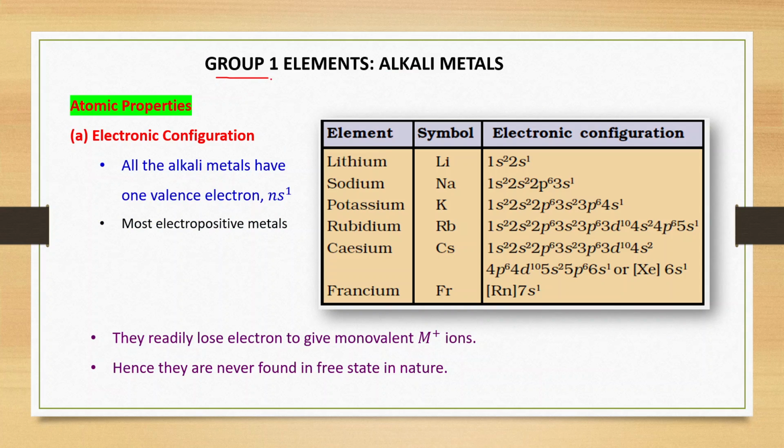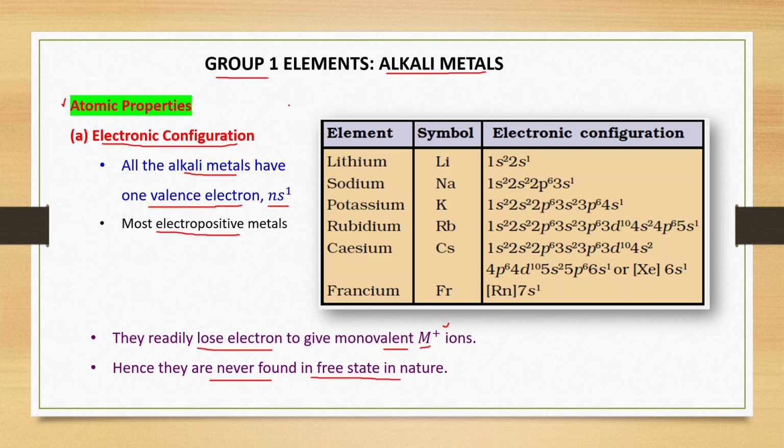Now come to the group 1 elements, which are also known as alkali metals. First we will discuss atomic properties, electronic configuration. All the alkali metals have one valence electron. So we can say their general outermost shell electronic configuration can be written as ns1. These elements are most electropositive in nature because this one electron can easily be removed and they form positive ions. They readily lose an electron to give monovalent, that is M+, ions. Hence, they are never found in free state in nature.